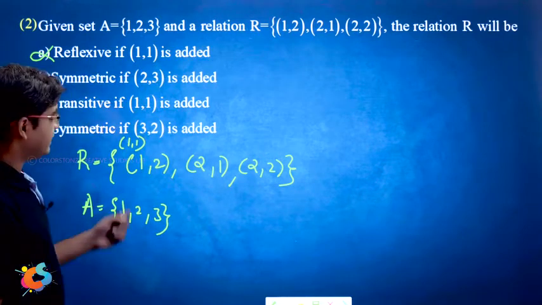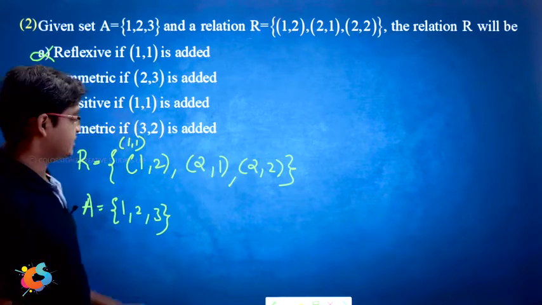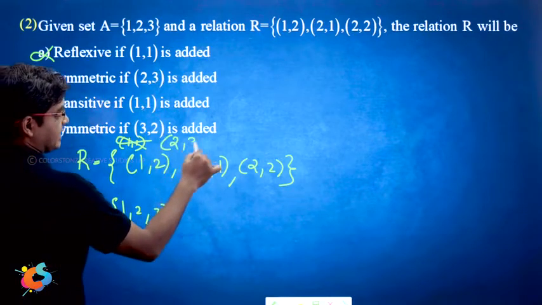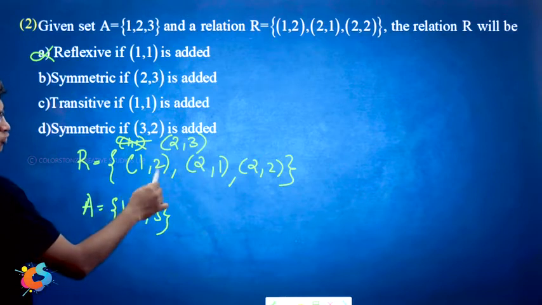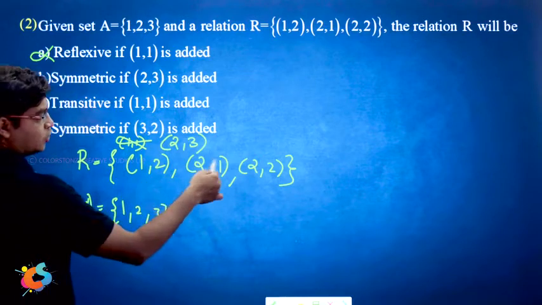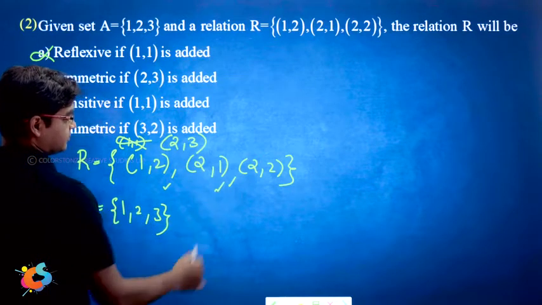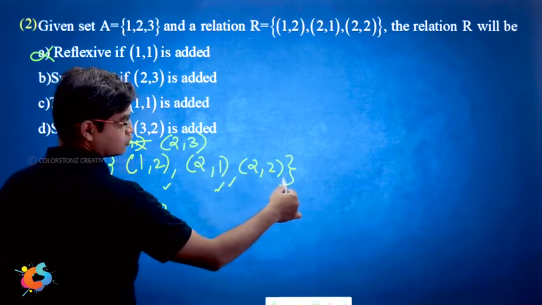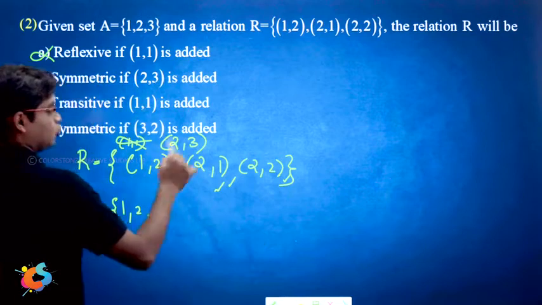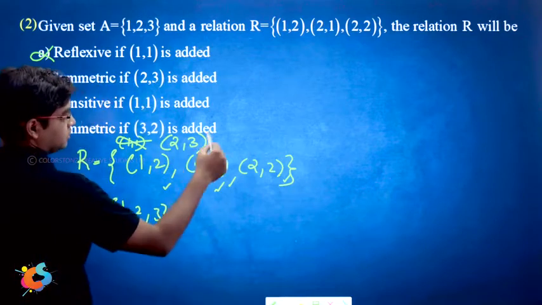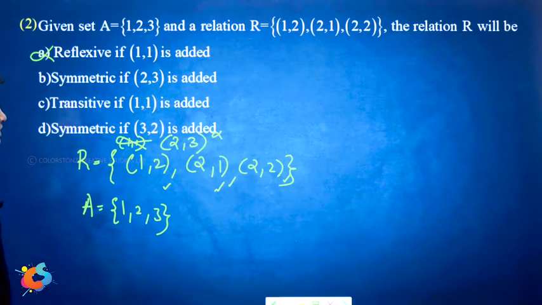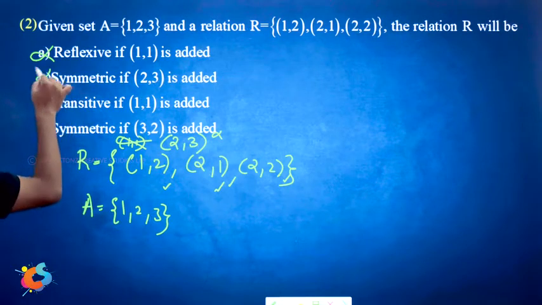Next, will it be symmetric by adding (2,3)? Let us check. (1,2) is there. So now we are adding (2,3). (1,2) is there. Flip version (2,1) is there. So put a tick mark on both of them. Next, (2,2) is there. Flip of it, that is (2,2), is also there. (2,3) is there. Flip of it, (3,2), is not there. So therefore, this will not be symmetric by adding (2,3).